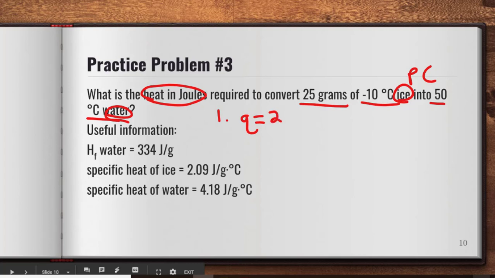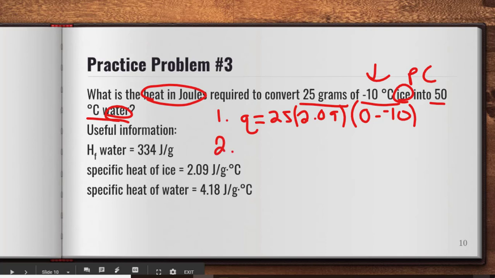We're going to start with 25 grams. The specific heat of ice, remember we're starting at negative 10, is 2.09. The final temperature, the last temperature at which we have ice, is 0. And our initial temperature is minus 10. Okay? So now what we've done, that's the amount of heat that's required to get it to 0 degrees Celsius of ice. The next equation is going to be our phase change. Remember, that is a different equation.